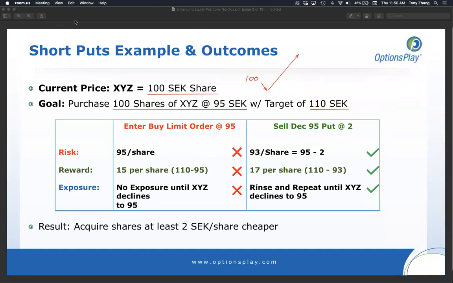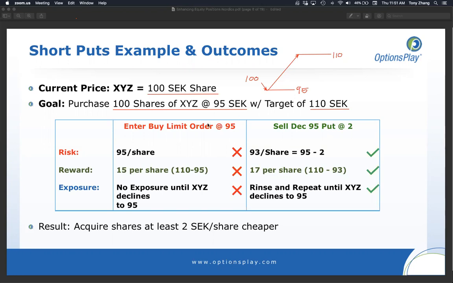So let's just illustrate this for you real quick. 95, 110 up here. The goal is to buy it at a lower price, here around 95, and then you want to sell it hopefully later at a higher price, let's say at 110. So just like we talked about before, you can place a limit order to buy the stock at 95 crowns, or you can sell a put option at the same 95 strike price, but receive 2 crowns to do so.